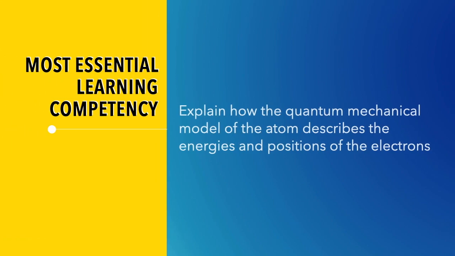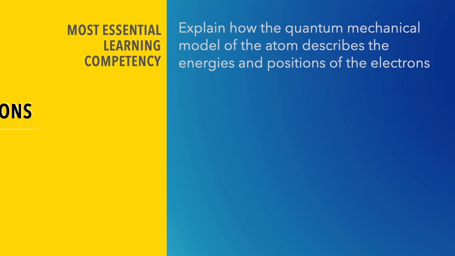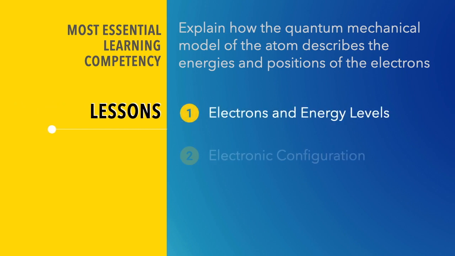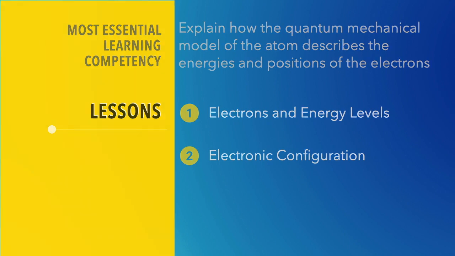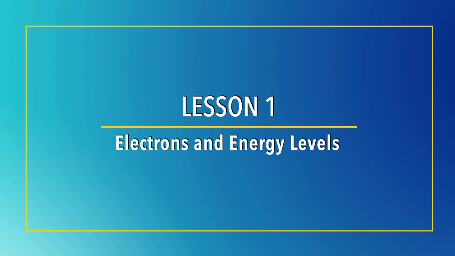Module 1 addresses the following most essential learning competency, and that is to explain how the quantum mechanical model of the atom describes the energies and positions of the electrons. Sa module na to, meron tayong dalawang lesson. Una, electrons and energy levels. Second, electronic configuration. Talakayin muna natin ang Lesson 1, Electrons and Energy Levels.